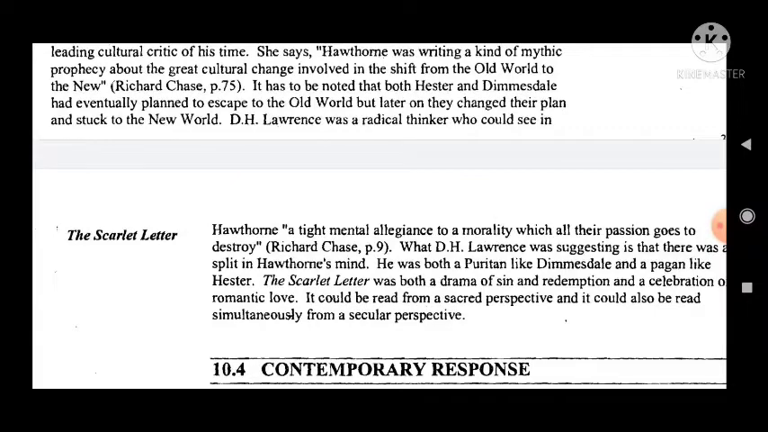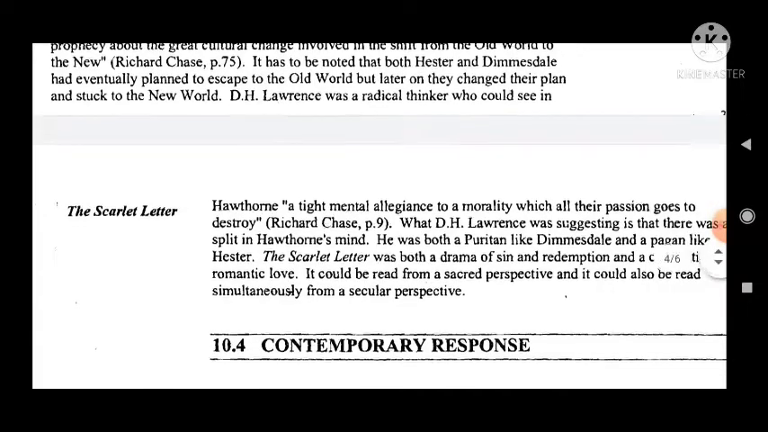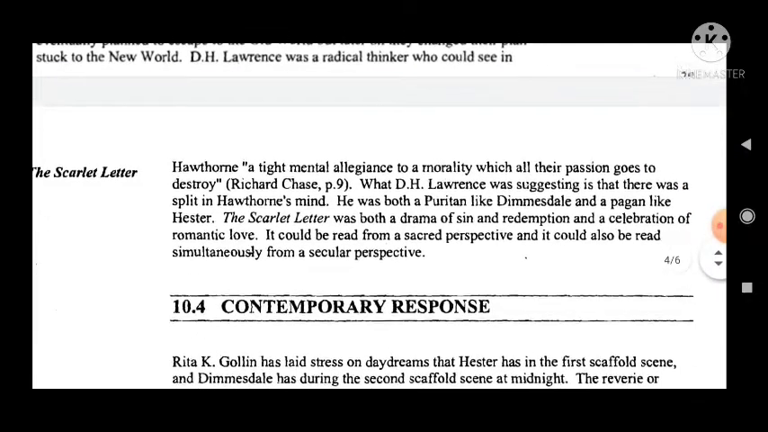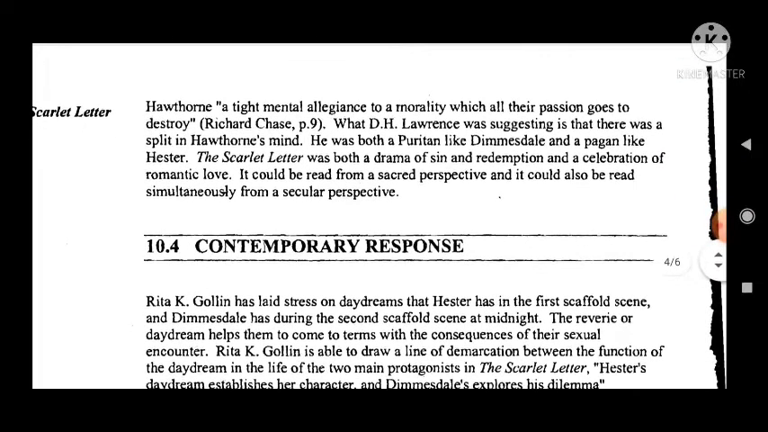It has to be noted that both Hester and Dimmesdale had eventually planned to escape to the old world, but later on they changed their plan and stuck to the new world. D.H. Lawrence was a radical thinker who could see in Hawthorne a tight mental allegiance to a morality which all their passion goes to destroy.